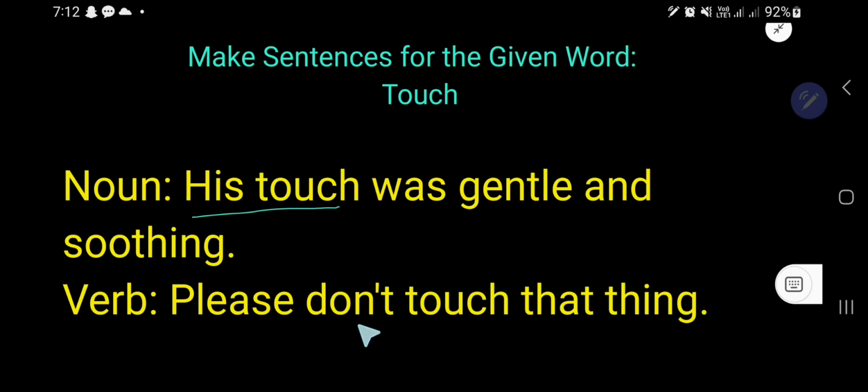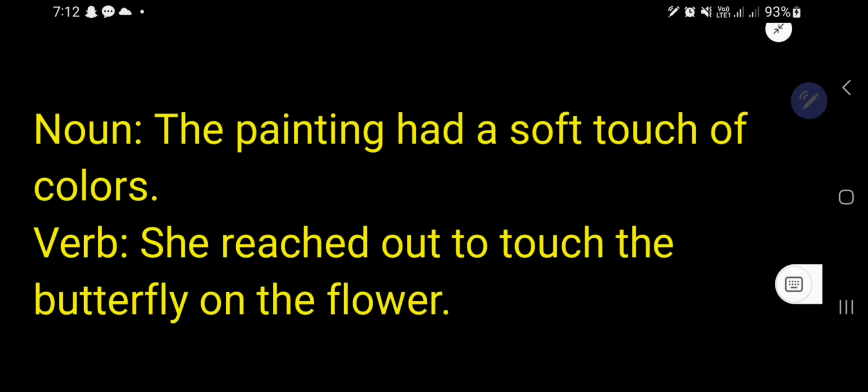As a verb, you can say please don't touch that thing. Here touch is used as a verb. Let's take another example. As noun, the painting had a soft touch of colors. As a verb, she reached out to touch the butterfly on the flower.